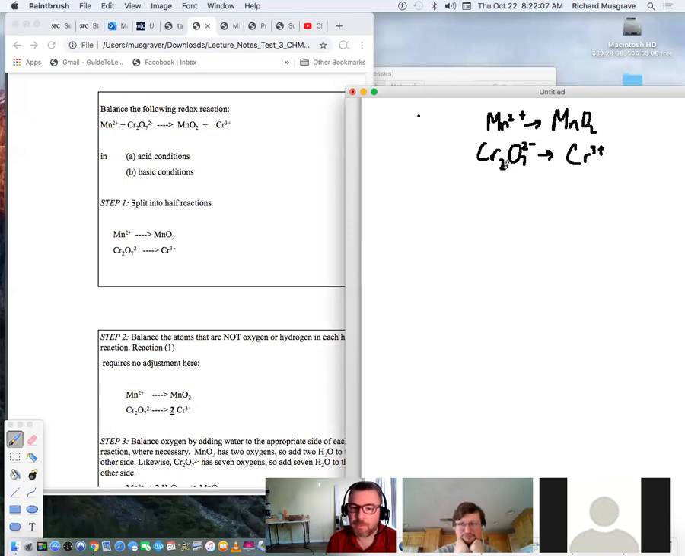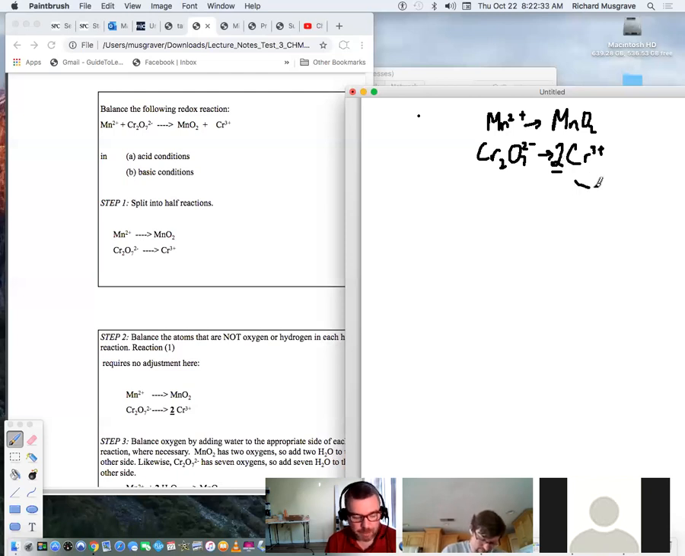Now for chromium, we've got two chromiums on the reactant side and one chromium on the product side. So I'm going to put a 2 in front of Cr3+ to balance that out. I have to do it as a coefficient, just like I would in any regular balancing process. So that's step 2. Anybody have any questions so far?